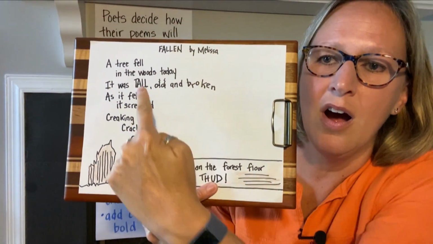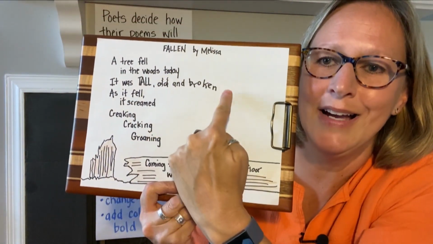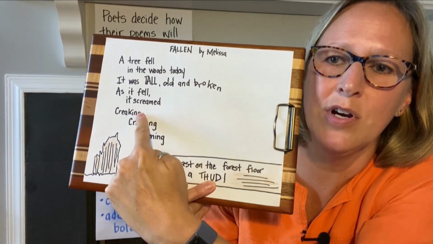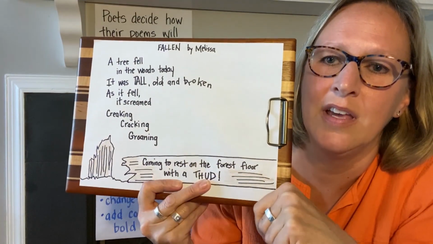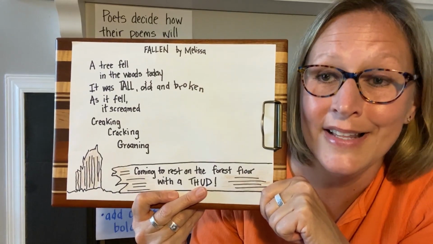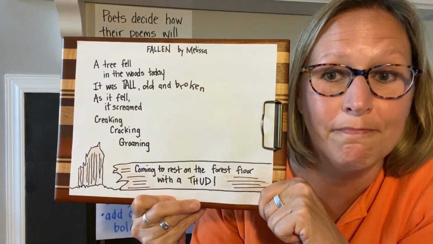So, can you see where I put a new line? All those red marks were new lines. And now I kind of think it looks a little bit more like a poem.